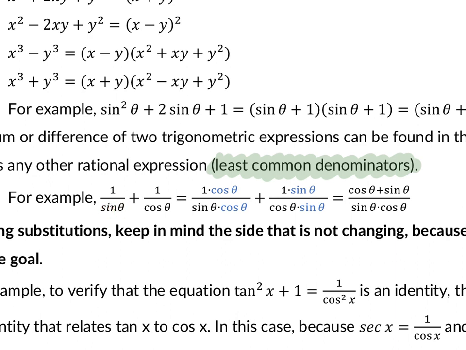Well, it's missing cosine for them to have the same one. So I multiply cosine on top and bottom. What is cosine missing so that they would have the same denominator? It's missing sine. So I multiply the top and bottom by what it's missing. And then when they have the same denominator, you can just add the tops together in one fraction.